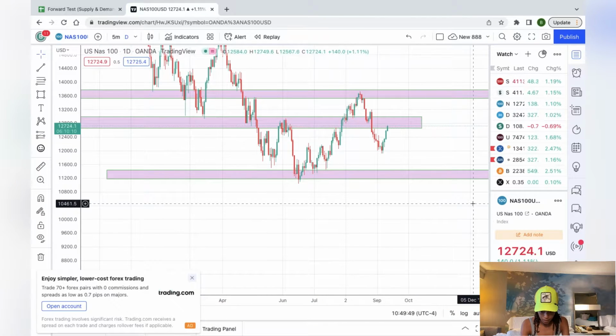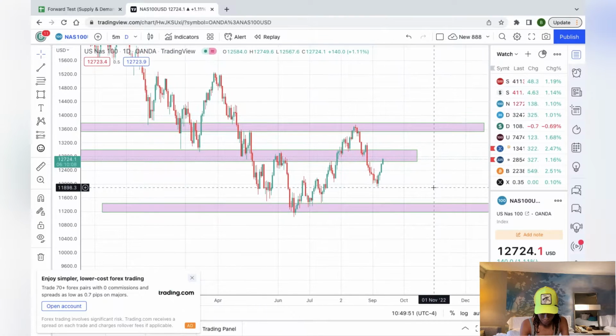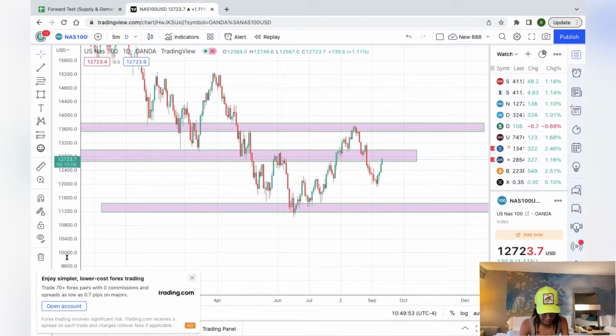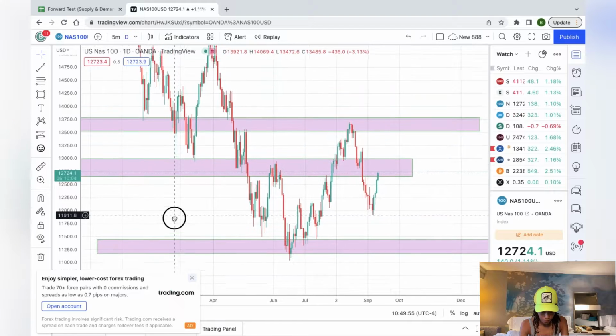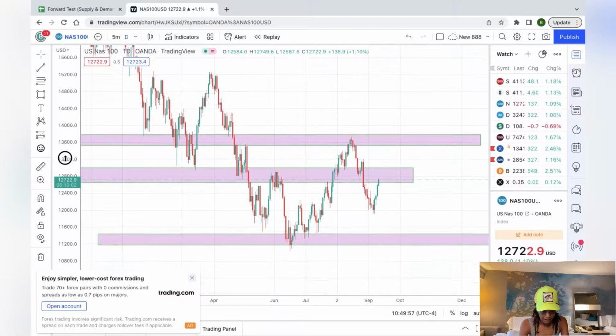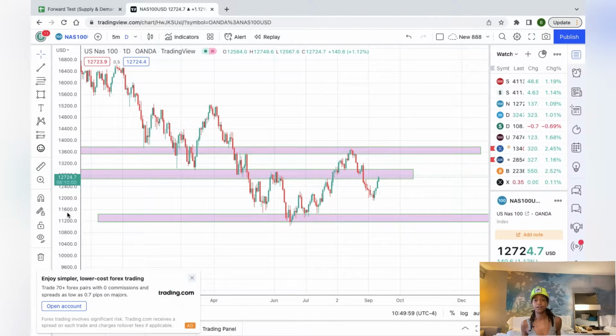After I do my zones, family, I want to mark up my trend lines. Now people do their trend lines different, and you have to figure out what works for you just by practicing and just by having time in the market. You know what I'm saying?